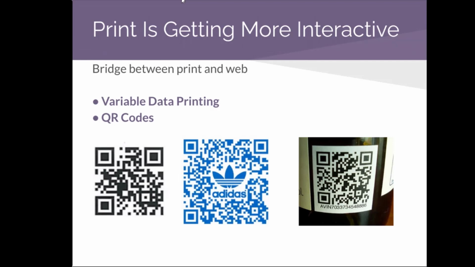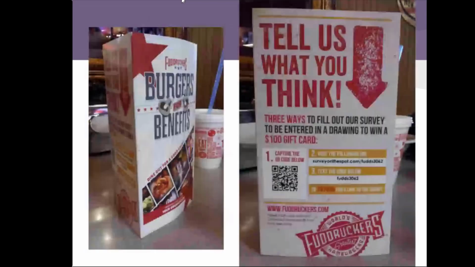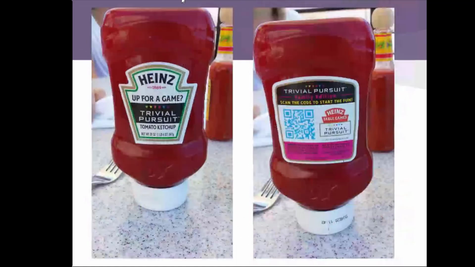Apparently QR codes were created in Japan, and they can contain up to 7,000 characters. They're often seen as a bridge between print and web, just like I mentioned. You can use a QR code and it takes you to a web page, and you can use them to enhance your information delivery. All right. So here's an example for Fuddruckers. Here's an example for Heinz.